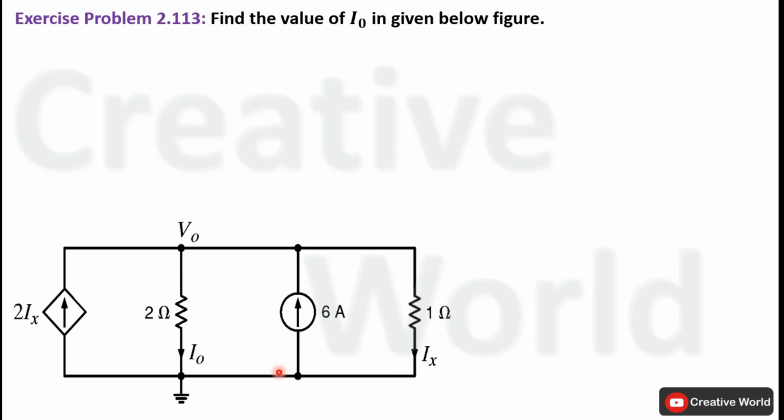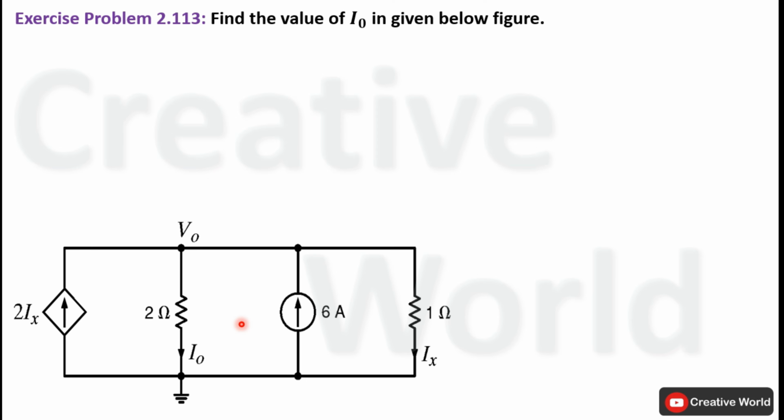This is the circuit diagram of the given problem. Inside this network, we have to find the value of current through this 2 ohm resistance branch labeled as I0. So without wasting time, let's proceed towards the solution.